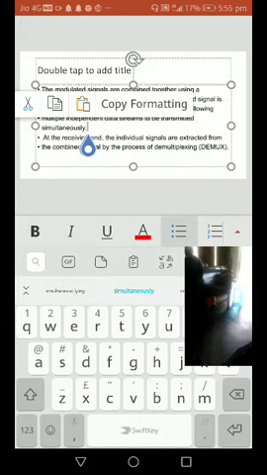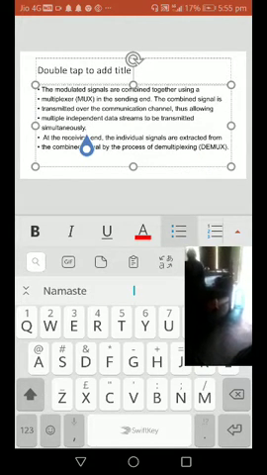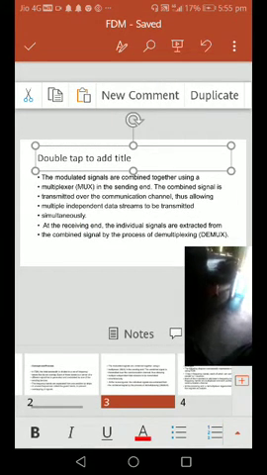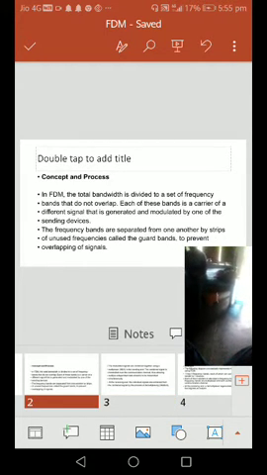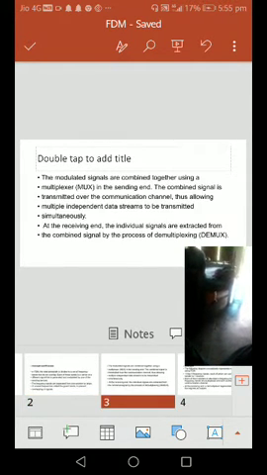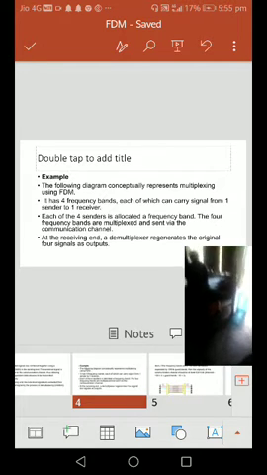We have to go to the next slide. Next we go to the multiplexer and demultiplexer, and then to the next slide, examples of FDM.